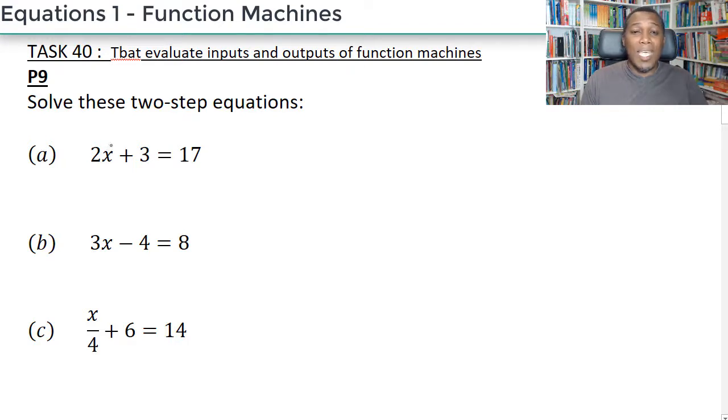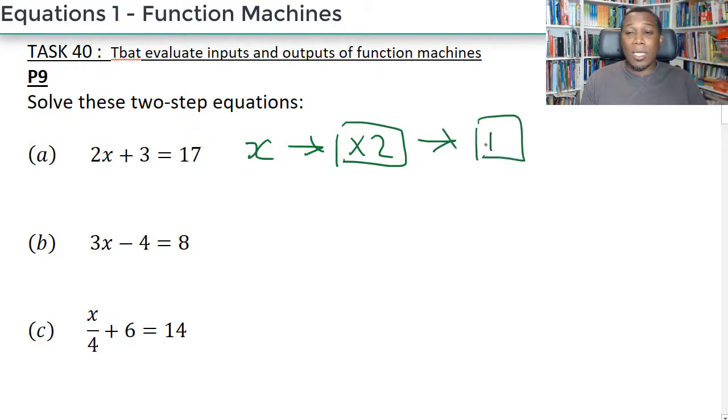For the first one, what's happening to x? It's being multiplied by 2. Start with x. What's happening? It's being multiplied by 2. After it's multiplied by 2, what's happening? You're adding 3, and that gives you 17. Now you've got to go backwards to find out what x was. So you're going to take away 3, then divide by 2.